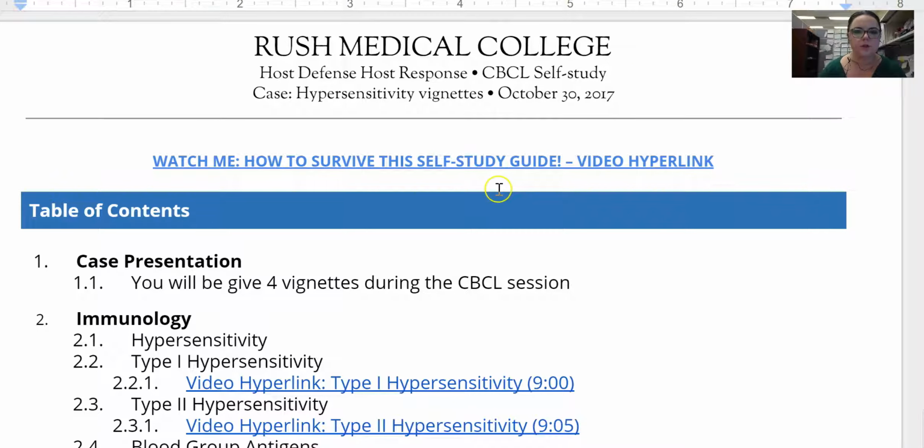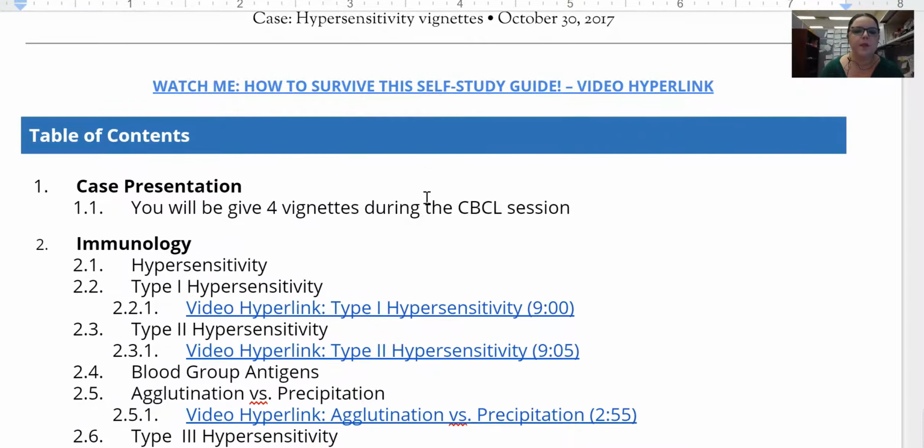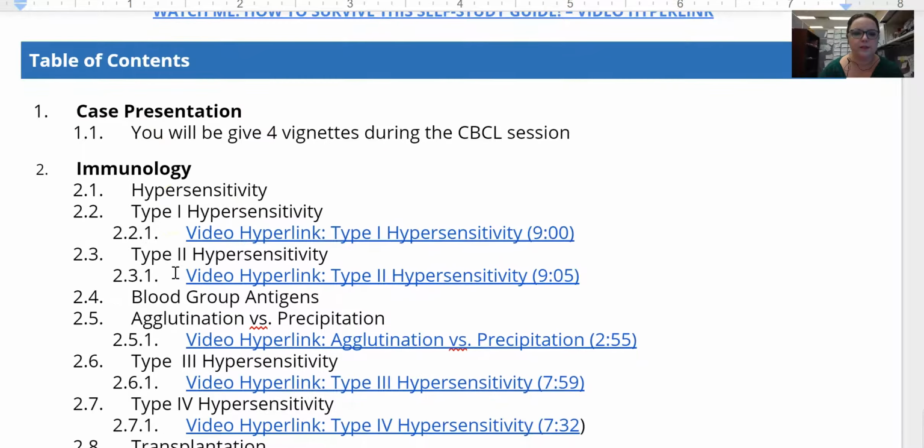Hi guys, here is your how to survive for your hypersensitivity CBCL. So first, let's go through the self-study table of contents.